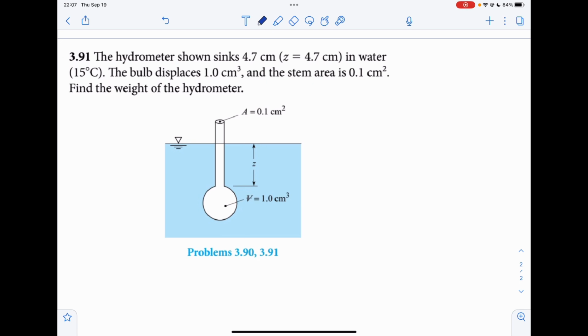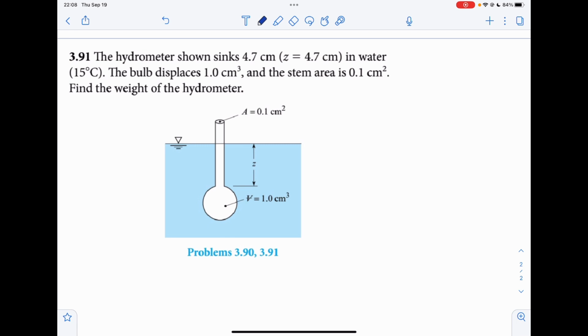Now let's look at the second problem, 3.91. So we have a hydrometer in a sink, and the length of the stem in the sink is 7.5 centimeters, and the bulb, which is the round part of the hydrometer, displaces 1 cubic centimeter.